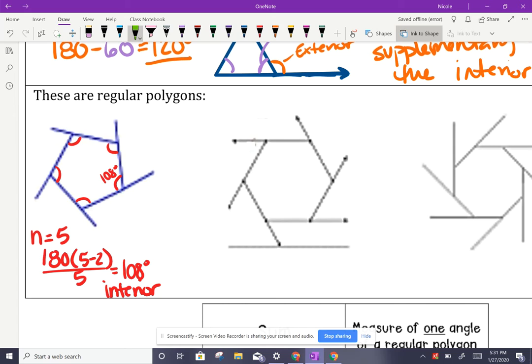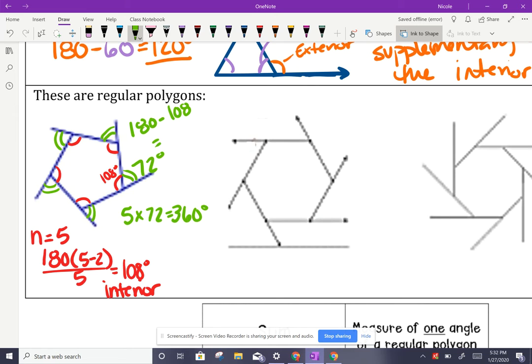Well, they're supplementary. So we take 180 minus 108, and that should give us 72 degrees. If each interior angle is 108 degrees, would each exterior angle be 72? Absolutely. So all of these on the exterior are congruent. So let's find out the sum of our exterior angles. We have 1, 2, 3, 4, 5 exterior angles. They're each 72 degrees. So 5 times 72 is 360 degrees.